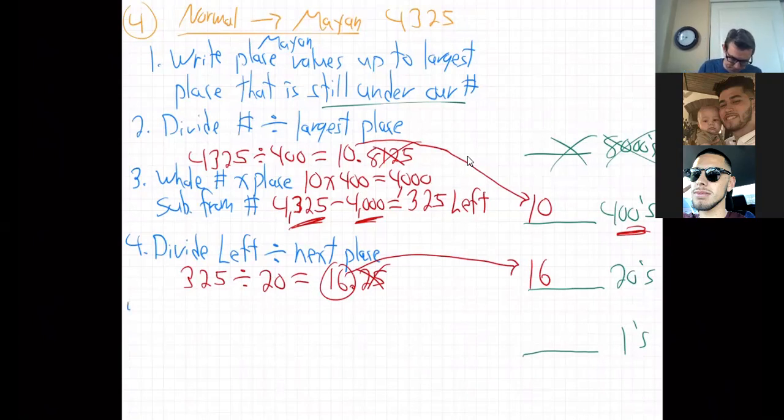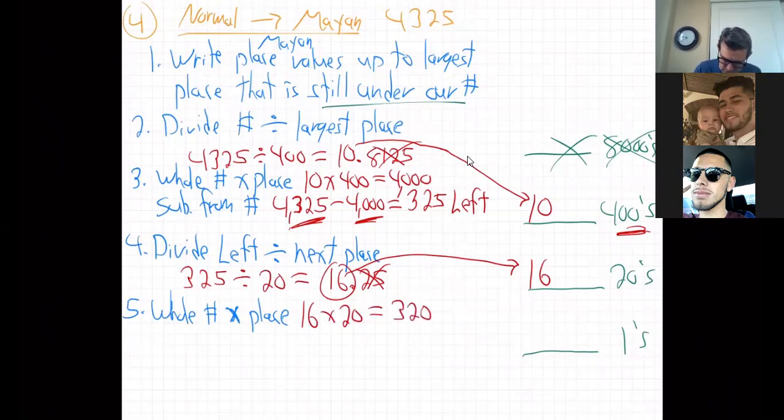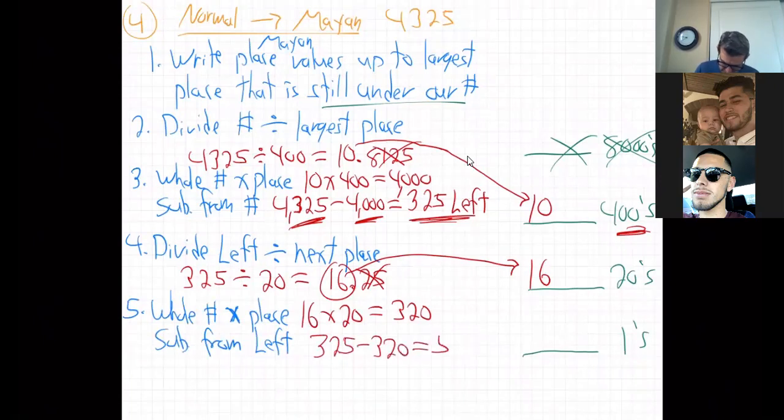And so then, step 5, whole number multiplied by the place. So what is that? That's 16 times the 20s place, which is 320, and then you subtract that from what you had left. So what did we have left? We had left right here, 325 left minus 320. That only leaves 5 left now, and so that's our last spot, 5 left.